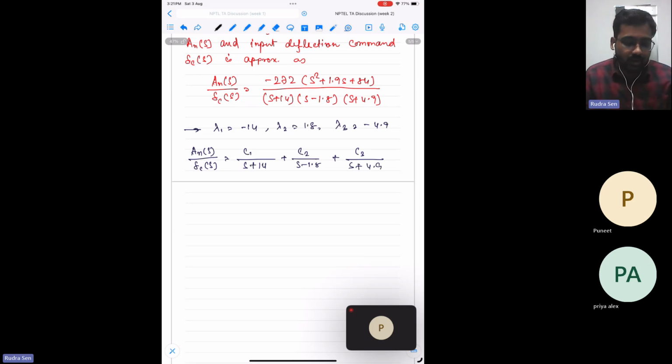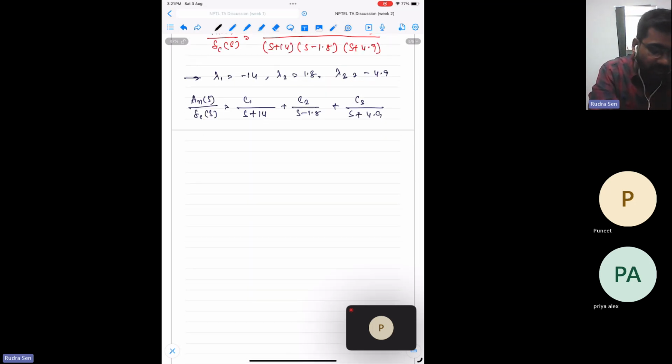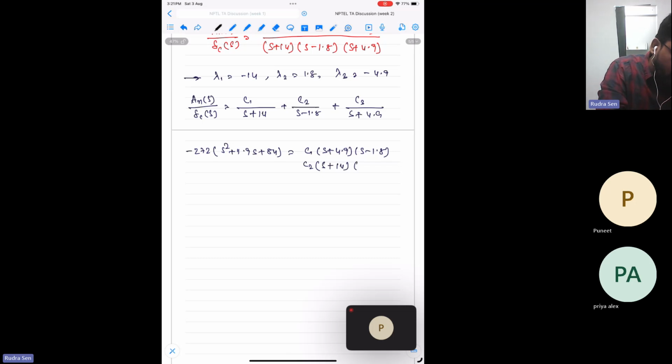So we need to find out the C1, C2, C3 over here. To find out C1, C2, C3, you have to do a similar kind of thing. 2.72 s square plus 1.9 s plus 84 is equal to C1 into s plus 4.9 into s minus 1.8, plus C2 into s plus 14 into s minus 1.8, plus C3 into s plus 14 into s plus 4.9.